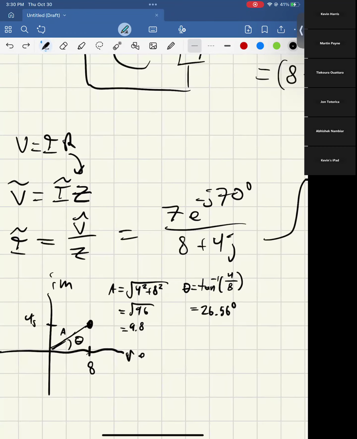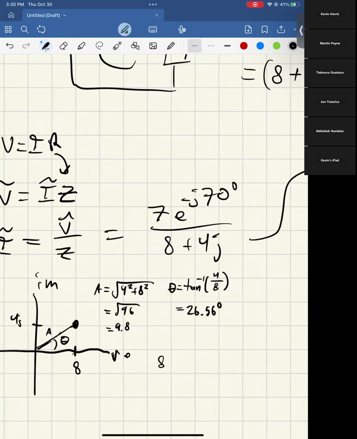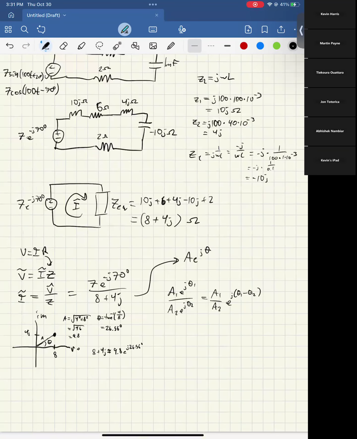Now that we found these two, we know that 8 plus 4j about equals, because I rounded a bit, A e to the j 26.56 degrees. Kind of got sidetracked here. So we know that the current is equal to 7 e to the negative j 70 degrees over 9.8 e to the j 26.56 degrees.